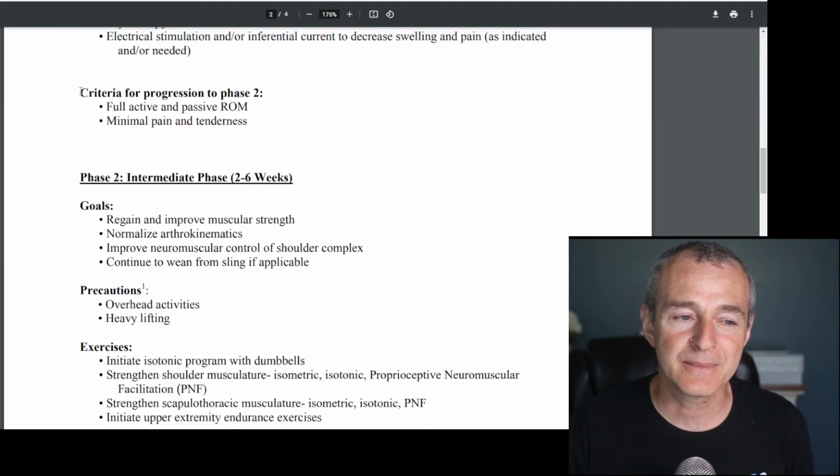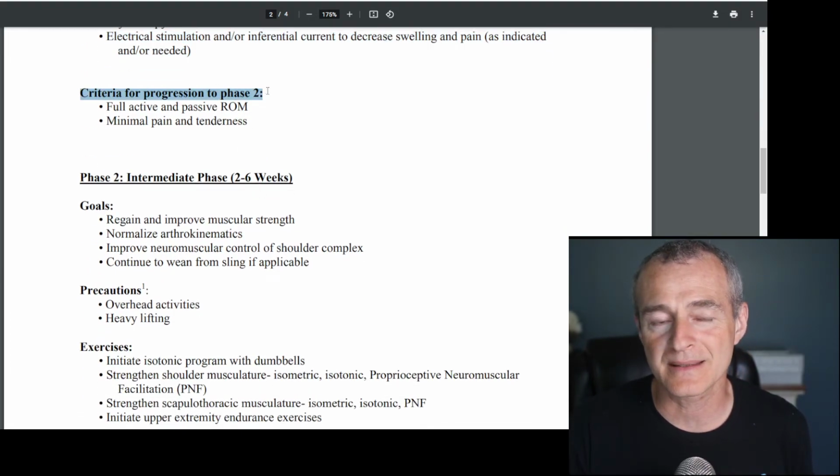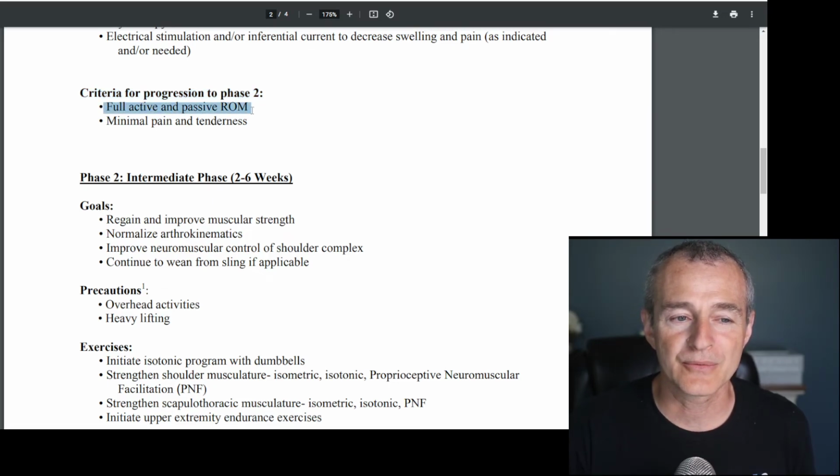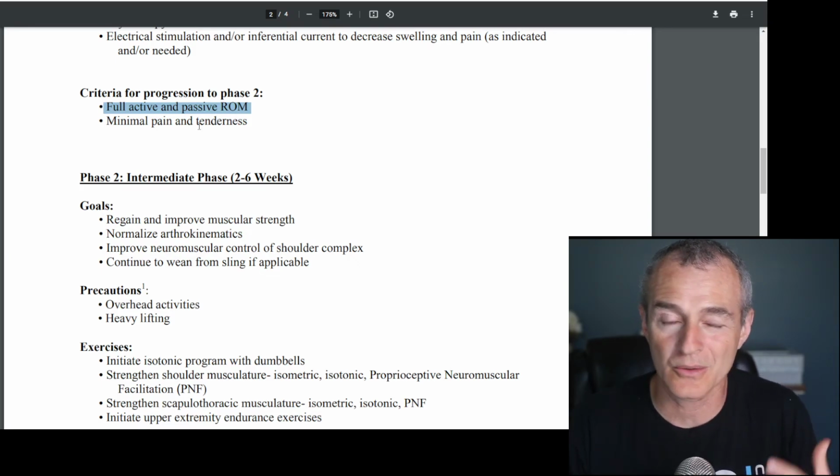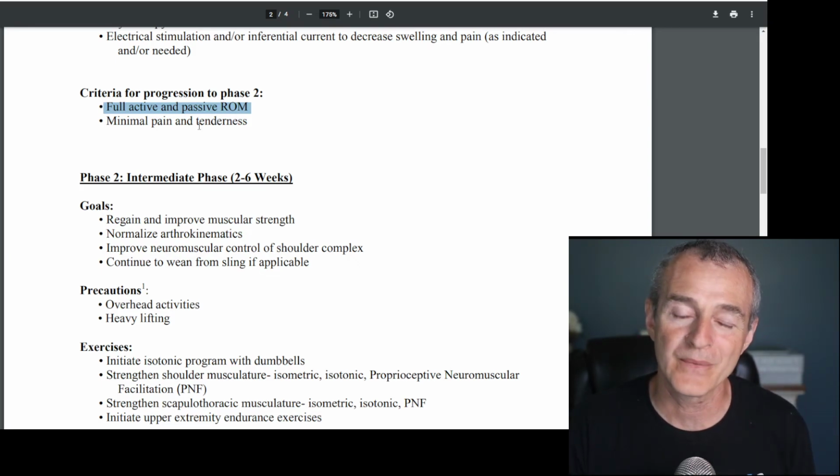The criteria before you progress to phase number two is we want full active range of motion and passive range of motion. We want minimum pain and tenderness. So if pain is causing you to compensate or guard or do something that's not normal, you're just not ready to progress to the next level.